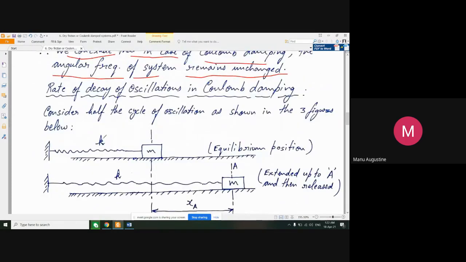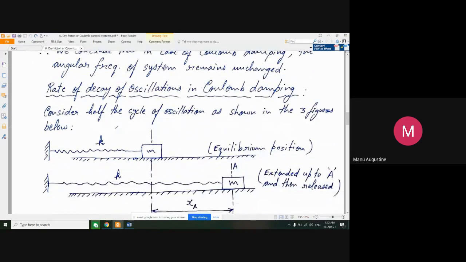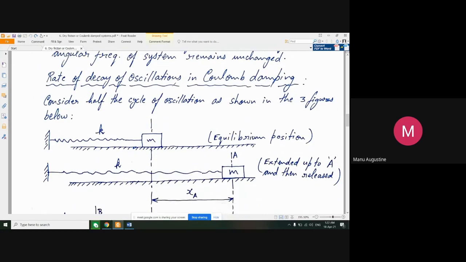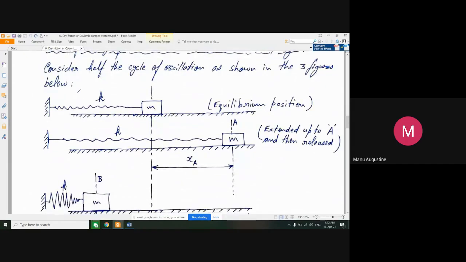Now we are going to study how the amplitudes are reducing. Are they reducing exponentially like they did in the case of viscous damping, or are they reducing in some other fashion? So let us see how the rate of decay of oscillations in Coulomb damping takes place. Now for this, consider the figures shown here. Consider half the cycle of oscillation as shown in the three figures below.